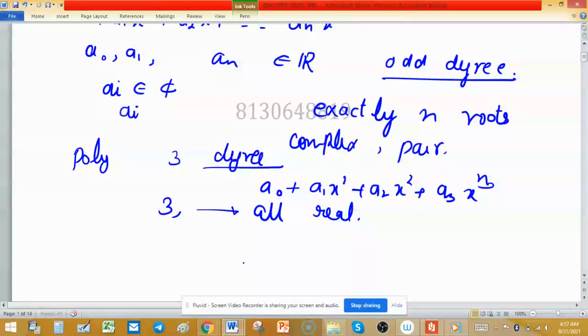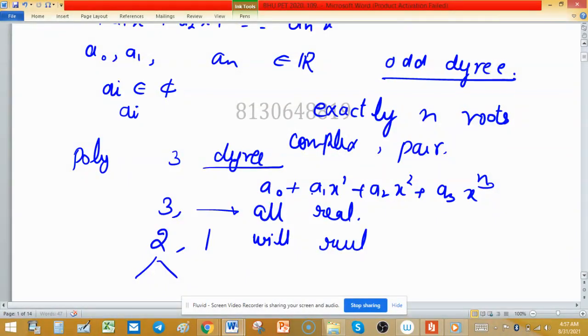If there are two complex roots, then one will be a real root, because complex roots come in pairs. So we can make only one pair here and one remains, so one will be a real root. Or you can take the idea from Descartes' rule of signs here.